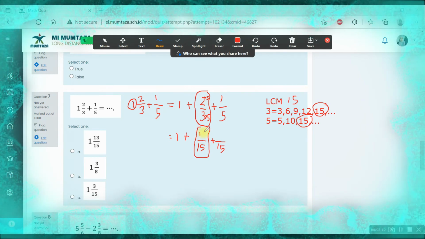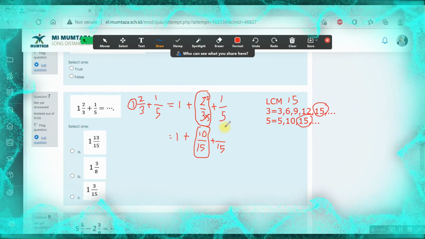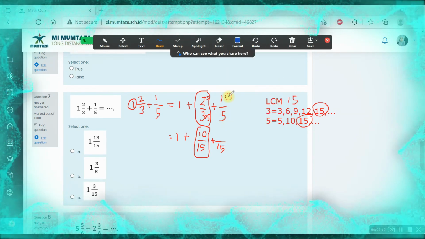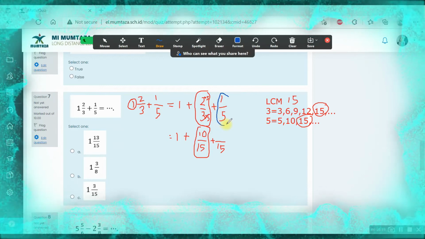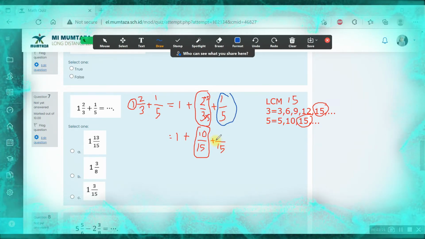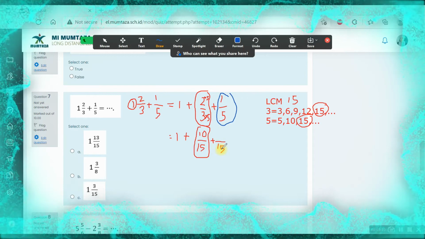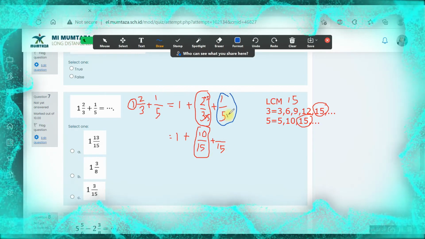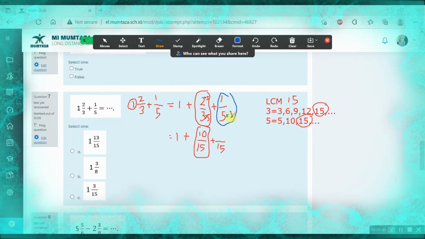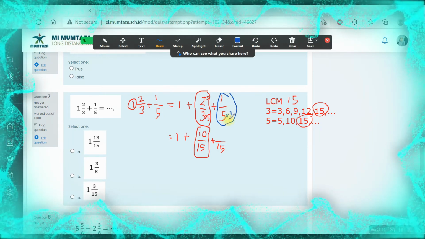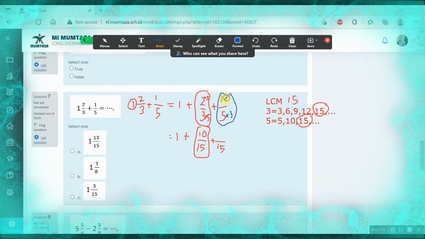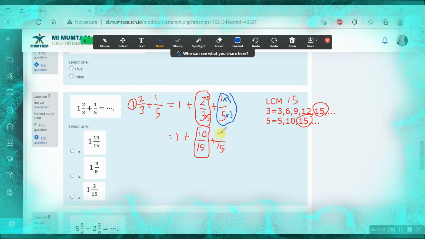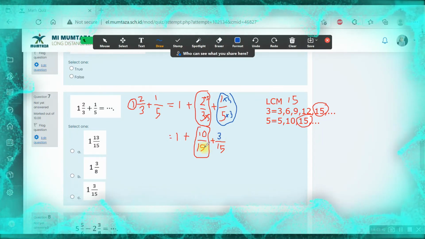So we can put number 10 in the top number. Now, how about the second fraction? 1/5 becomes something over 15. Look at the bottom number. 5 times what becomes 15? 5 times 3. Because in the bottom we multiply by 3, so in the top we multiply by 3. 1 times 3 becomes 3. So we can put number 3 here.